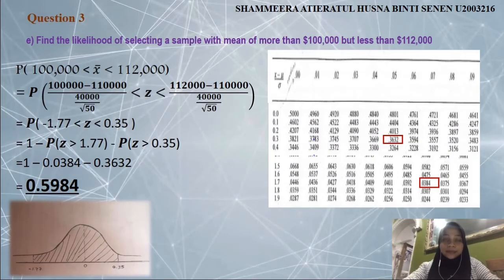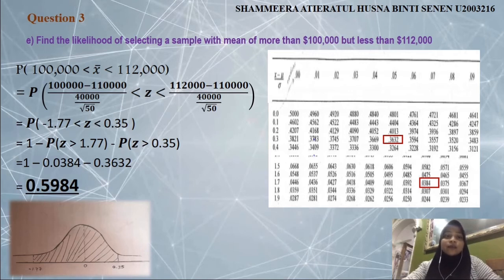Hi, my name is Shamira Atratusna, and now I will be explaining question number 3E, which is: find the likelihood of selecting a sample with a mean of more than $100,000 but less than $112,000. For this question, first of all, you have to list out the keywords to make it easier, which is a sample with a mean of more than $100,000 but less than $112,000. So it will be P(100,000 < x̄ < 112,000).